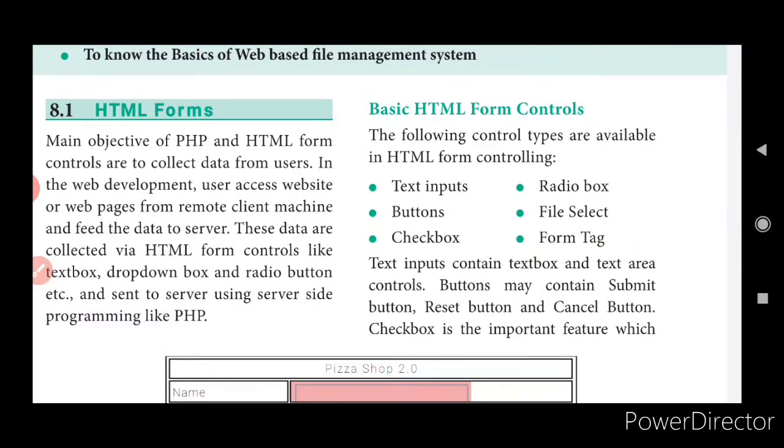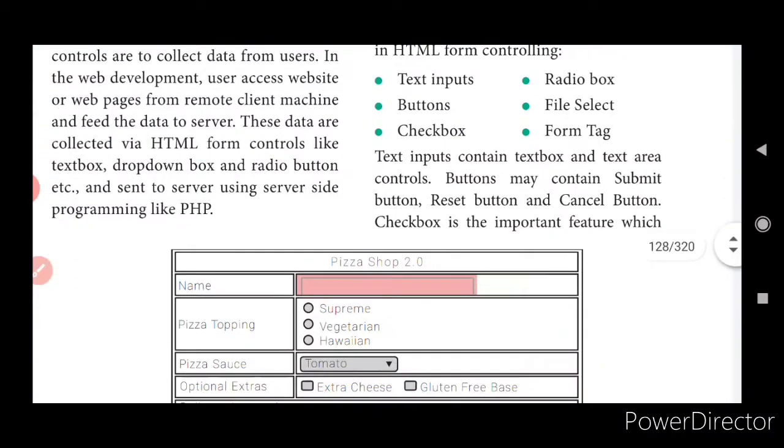What are all form controls we have? Text inputs, buttons, checkbox, radio buttons, file select and form tag. Yes, what is your buttons? Buttons is going to be for anything and everything that we fill in our computer. What we have? We have a button at the end, isn't it? OK button, cancel button, reset button, isn't it? On clicking on it, the action takes place accordingly, isn't it? And we already know what is checkbox and radio buttons.